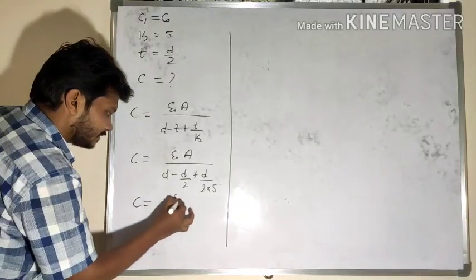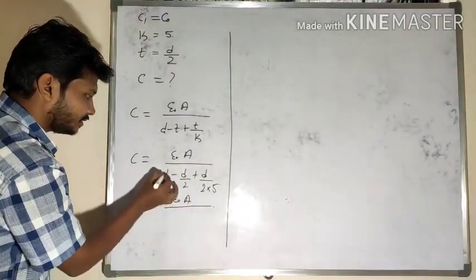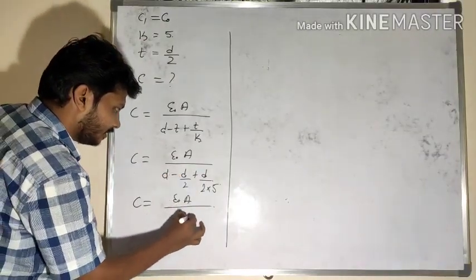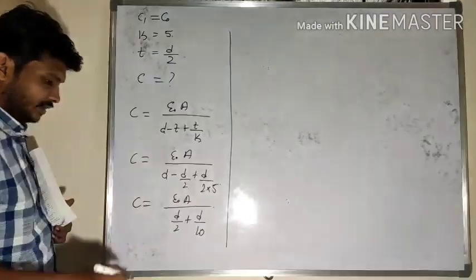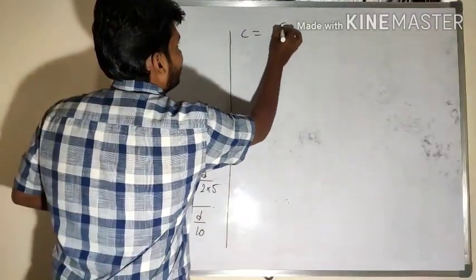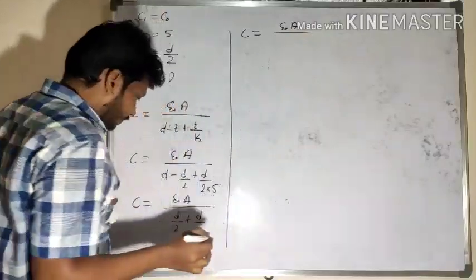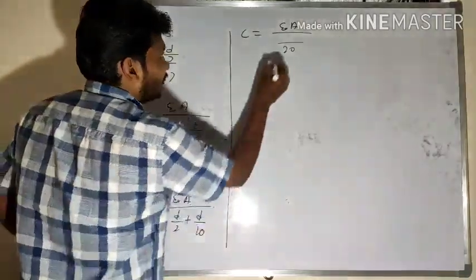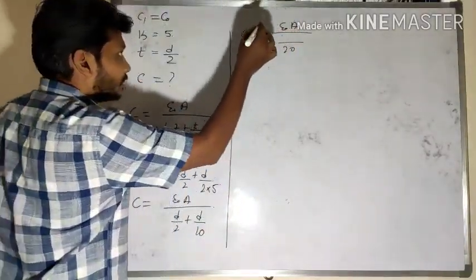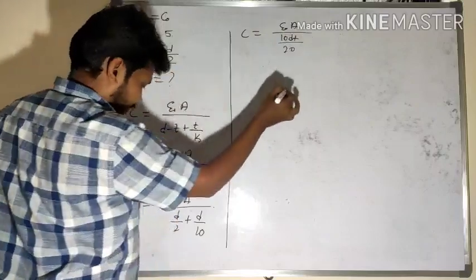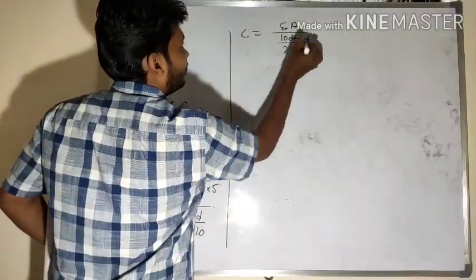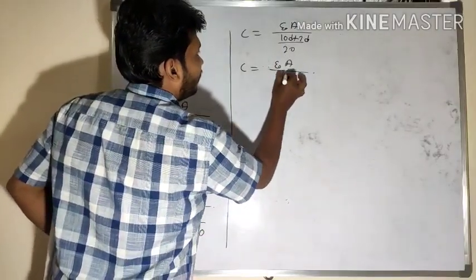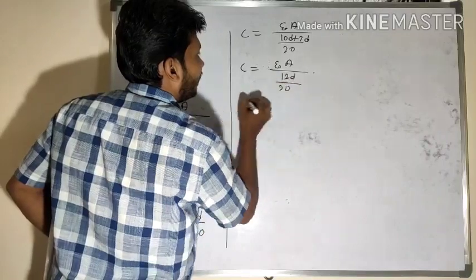So C is equal to epsilon naught into A divided by D minus D by 2, so 2D minus D, so that is D by 2 plus D by 10 here. We'll take the LCM here: epsilon naught into A divided by 20 here. So 10D plus, this is 2 times D here. C is equal to epsilon naught into A divided by 12D divided by 20 here.